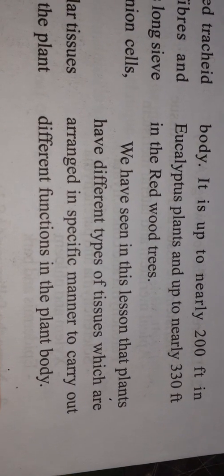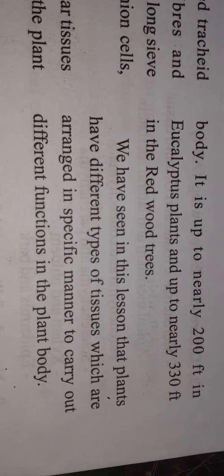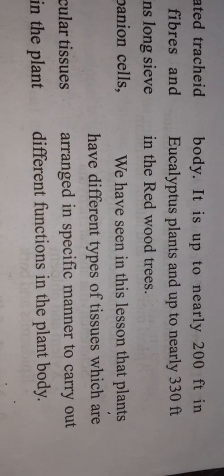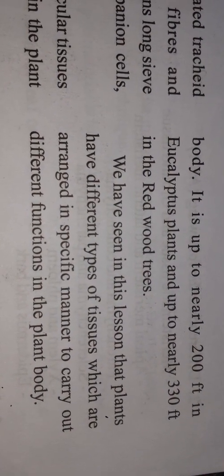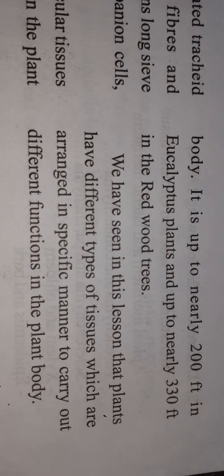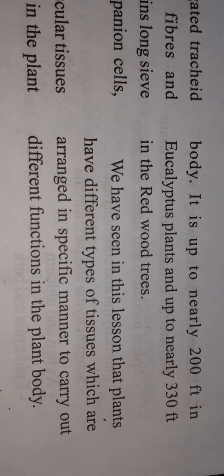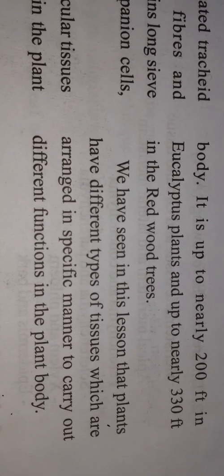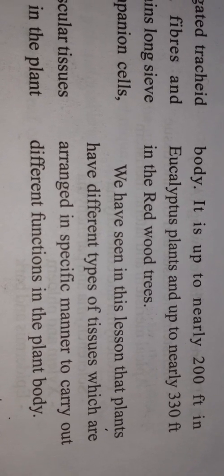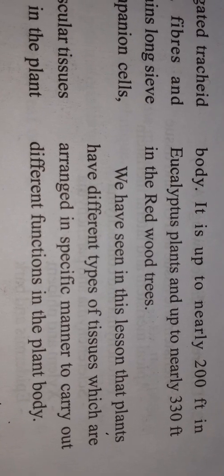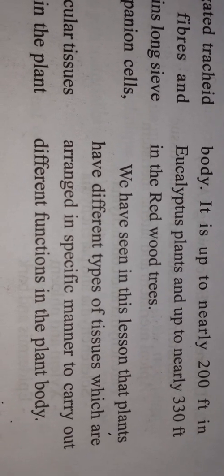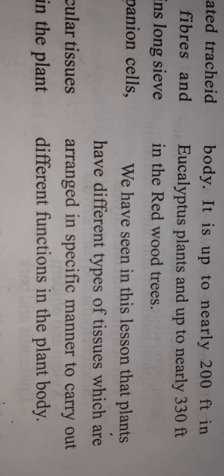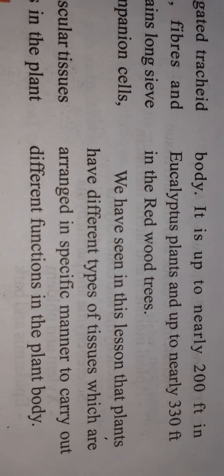We have seen in this lesson that a plant has different types of tissues, arranged in a specific manner to carry out different functions in the plant body. Yes or no, students? We discussed meristematic tissues, dermal tissues, and ground tissues, which are divided into three types: parenchyma, collenchyma, chlorenchyma. At last we discussed vascular tissues, and they mainly contain xylem and phloem.